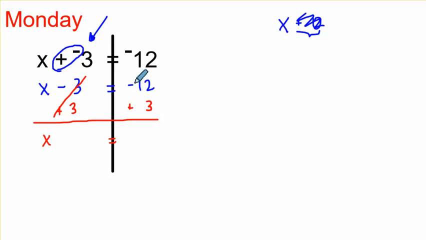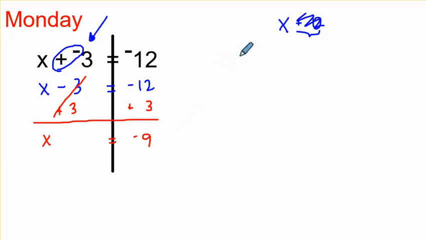So I have a negative 12 plus a positive 3. Well, negative 12 and positive 3, the signs are different, so I'm going to subtract them. I will get a 9, and it's going to keep the sign of the bigger number, which in this case is 12, so my solution is negative 9. At least that's what I think it is. I'm not sure until I check it.